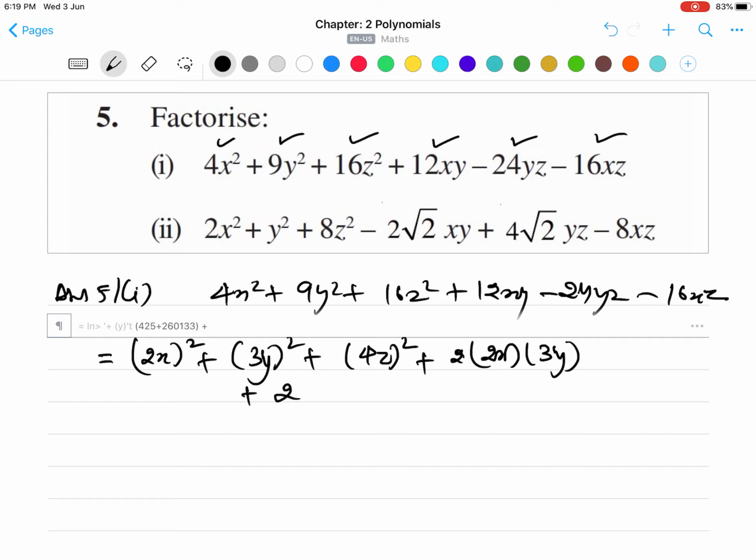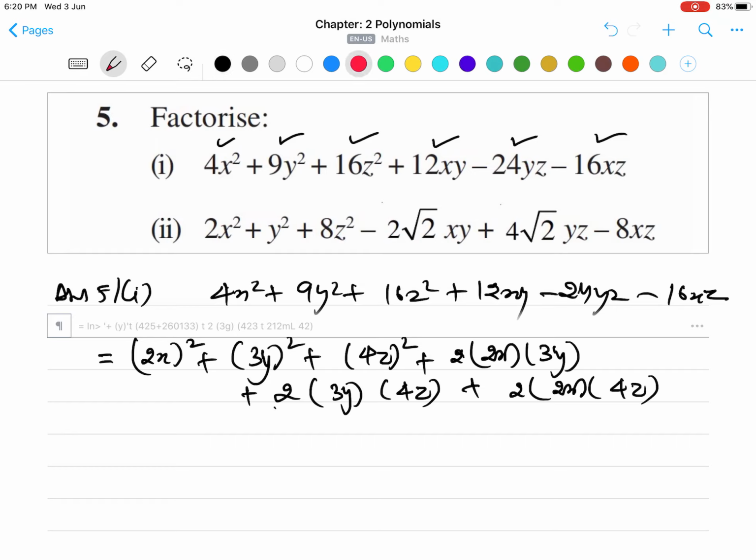Then we have plus twice of yz. y here is 3y and z is 4z. Now you can see this is 24. 2 into 3 is 6, 6 into 4 is 24. Then we have plus twice of xz. x here is 2x and z is 4z. Okay, this is in the form of the identity (x plus y plus z) square.